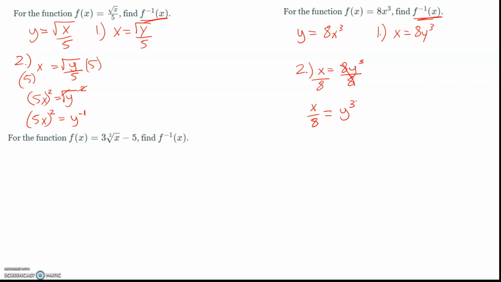Now again, if I look back at my previous example, the inverse of a square root is squaring it. So the inverse of cubing something is going to be taking the cube root of it, and that's how we label it. We put this little 3 on the outside of our square root sign. And if I do that to that side, I have to do it to this side. So these cancel right here. This leaves me with y equals the cube root of x over 8, which is our answer right here. We're done.